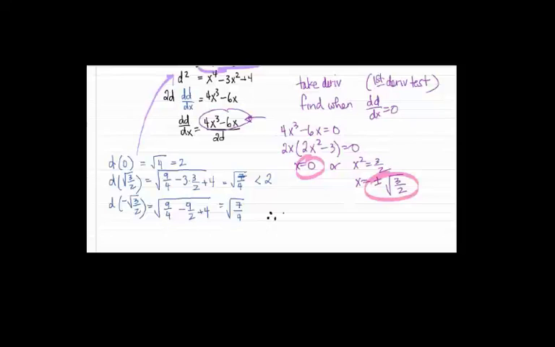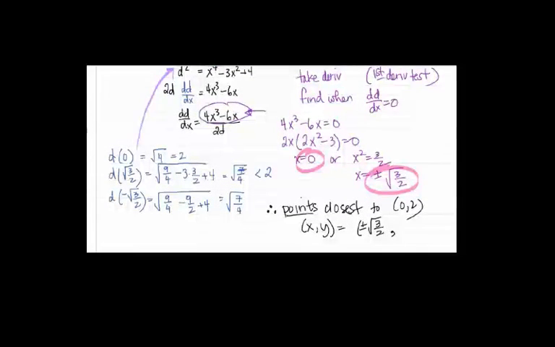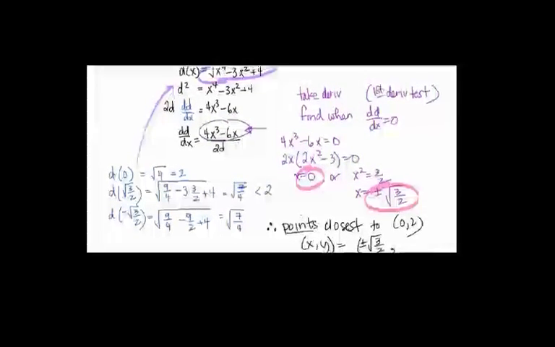The actual points closest to (0, 2) are going to be x equals plus or minus the square root of 3 over 2, and the y values. We actually didn't calculate what the y values are. Is it the square root of 7 over 4? Not actually, that's the distance.